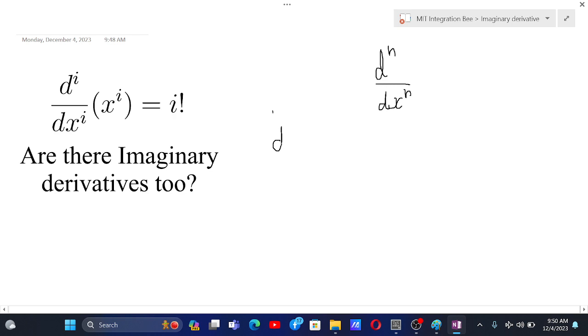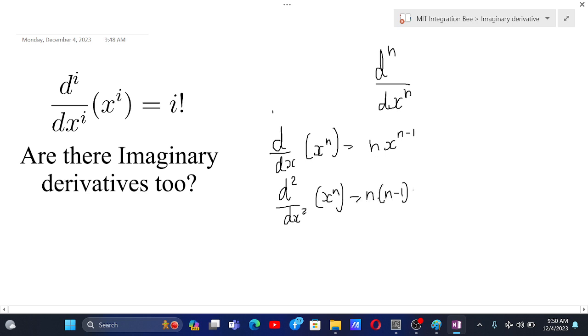First of all, let us deal with the derivative of x to the power n. This is n times x to the power n minus 1. If we deal with the second derivative of x to the power n, we have to differentiate this again and we get n times n minus 1 times x to the power n minus 2. This can be written as n factorial by n minus 2 factorial times x to the power n minus 2. You can similarly write the first derivative as n factorial by n minus 1 factorial x to the power n minus 1.